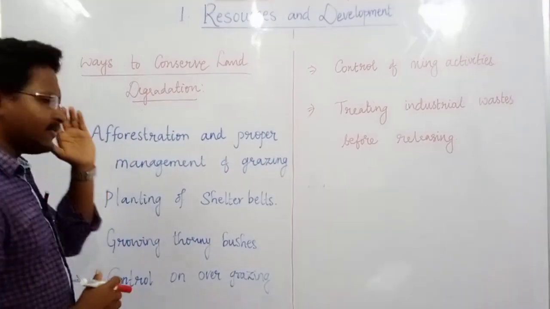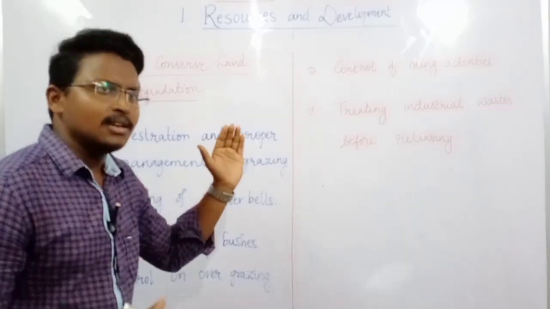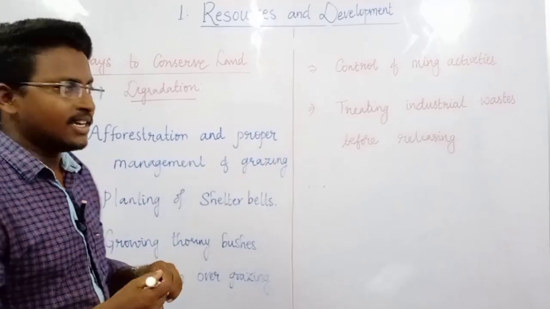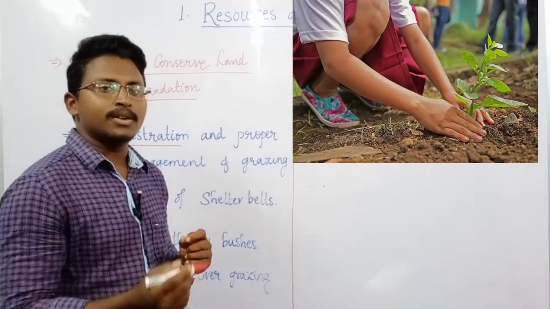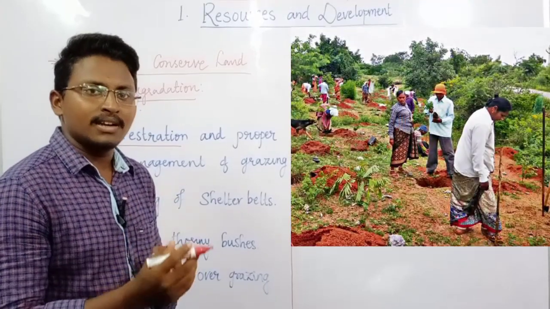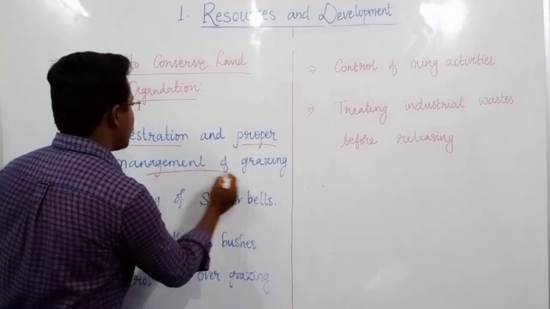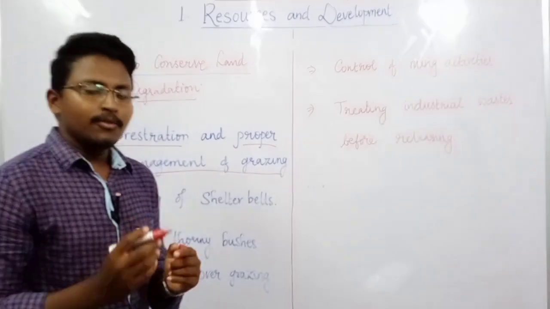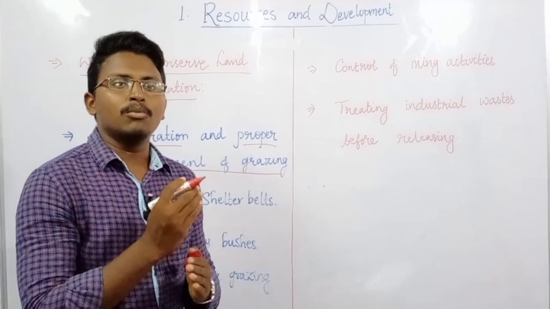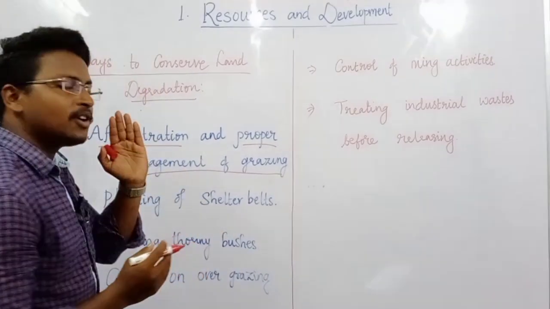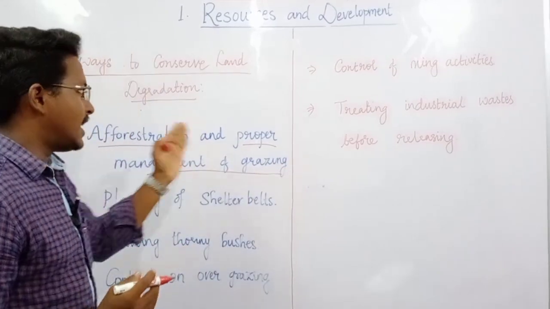The first and very important one, which is good not only for land degradation but for everything, is afforestation. That means planting more and more trees can prevent land degradation. At the same time, proper management of grazing. So we need to have control on grazing, and at the same time plant more and more trees. That is the first way through which we can control land degradation.